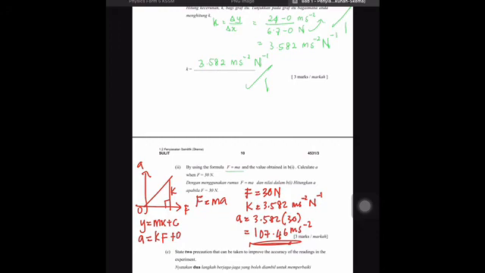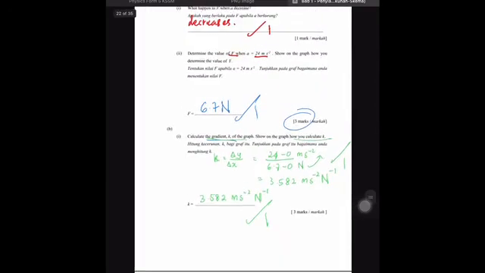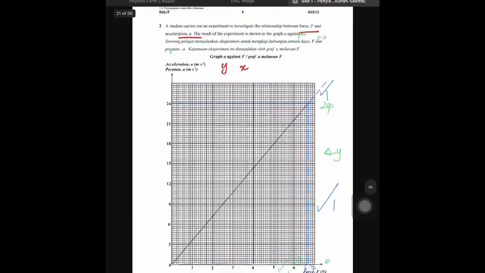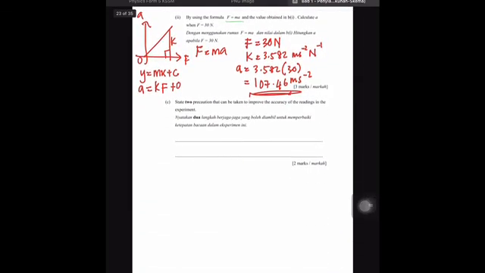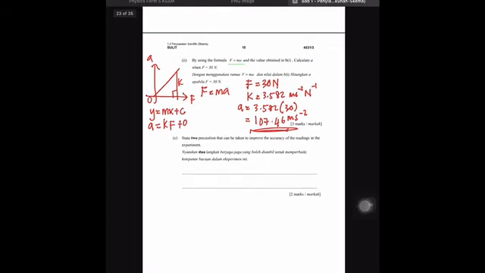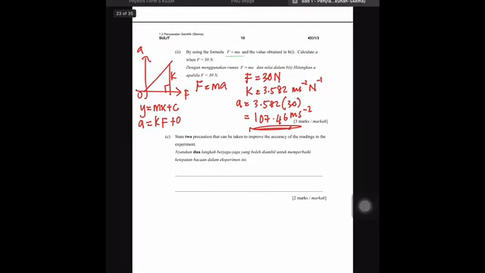In this case, your M is not given, right? So you ignore that. So that is how we are going to use this.